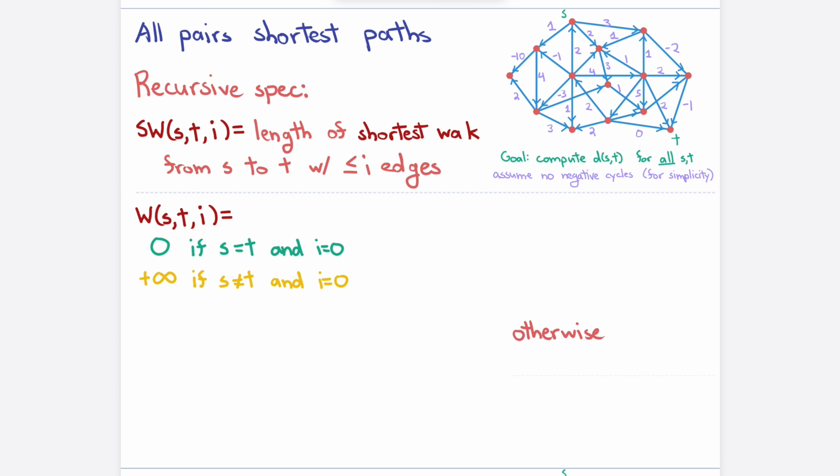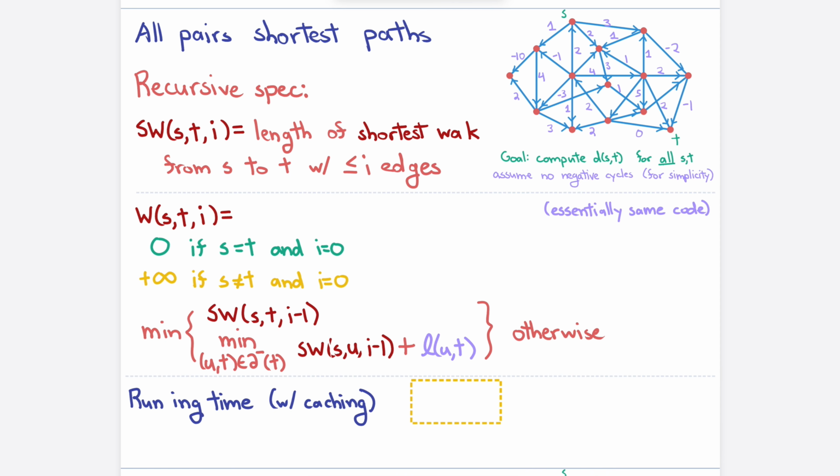So I'm looking at 10 edges. Yeah, that's all right. So it's the exact same thing as before. I either use 9 edges, or I pick some previous vertex and get there in 9 edges, and add one more edge. So it's the exact same algorithm as before. The only difference is we've added another parameter because now we're varying the source and not just the sink. We're changing the start and the destination.